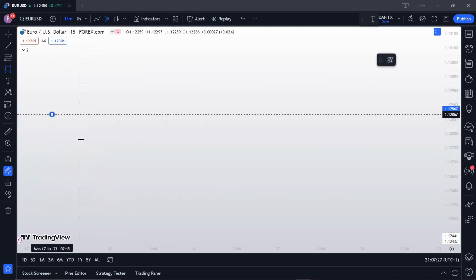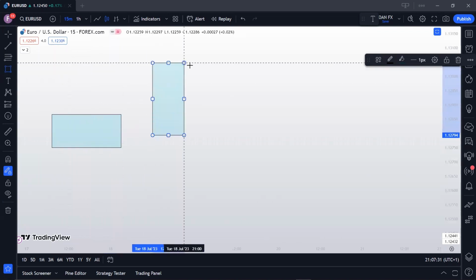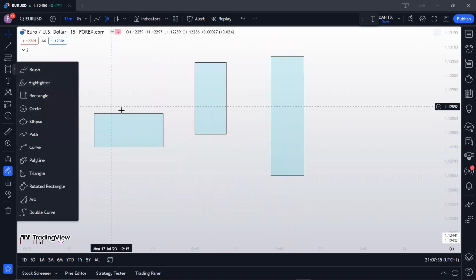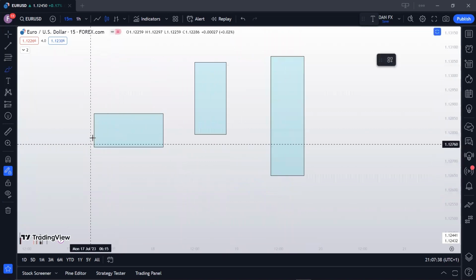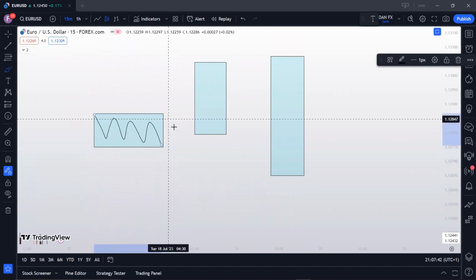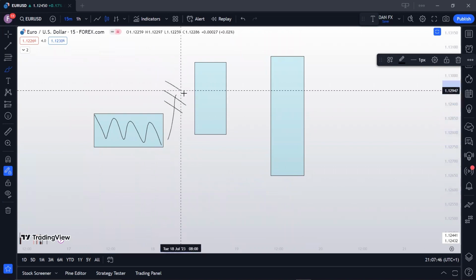So what you're going to do is identify each session. You have your Asian session, you have your London session, and you have your New York session, right? Now let's say this first box here is our Asian session. During the Asian session, you're going to have consolidations like this, and then coming into the London session, you're going to have your breakouts. That's usually where people buy like this.